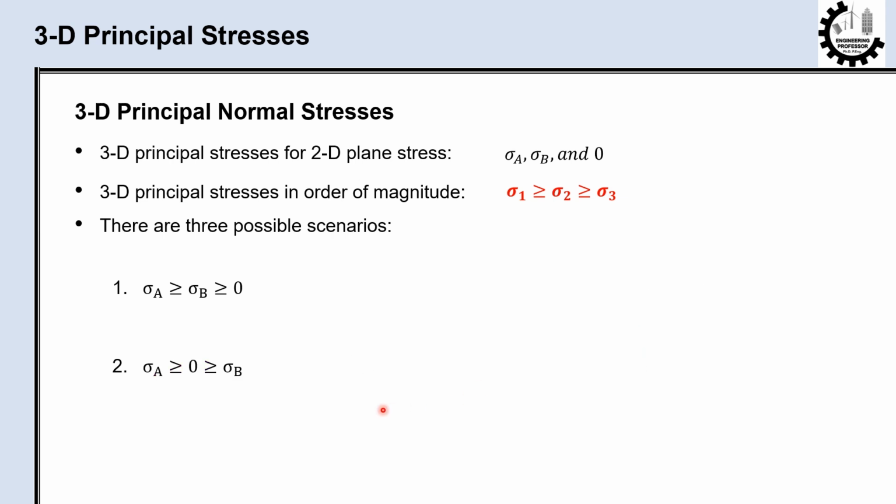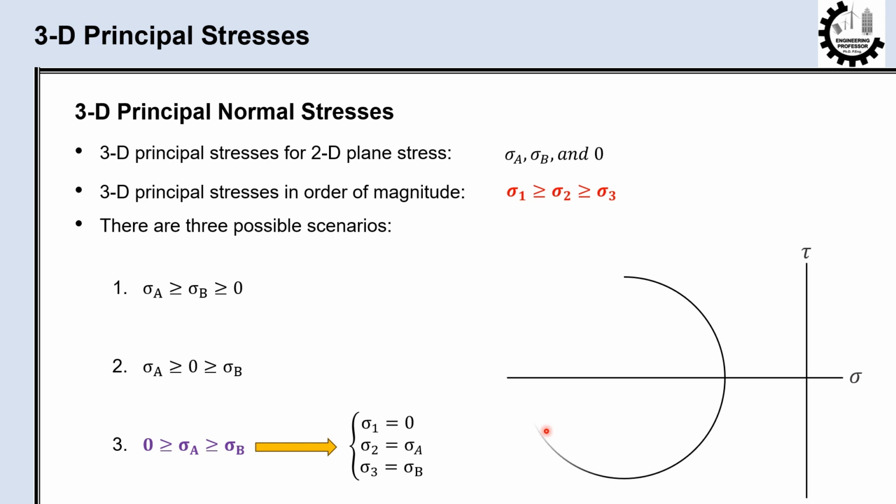And finally, the third case when both sigma A and sigma B are negative. This means the maximum principal normal stress, sigma 1, is 0. Sigma A will be sigma 2, and sigma B will be the minimum principal normal stress, sigma 3. By drawing the Mohr's circle, we can visualize the three principal normal stresses for this case.